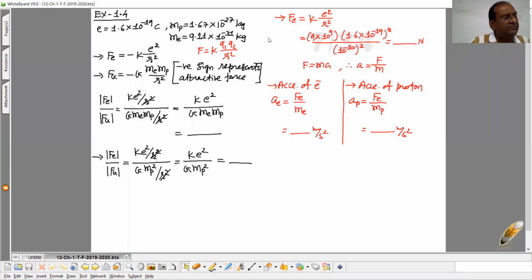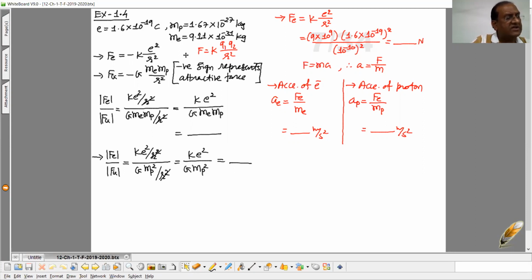Now example 1.4. Coulomb's law for electrostatic force between two point charges and Newton's law for gravitational force between two stationary point masses both have inverse square dependence on the distance between the charges or masses. A. Compare the strength of these forces by determining the ratio of their magnitudes: 1. for an electron and a proton, and 2. for two protons.